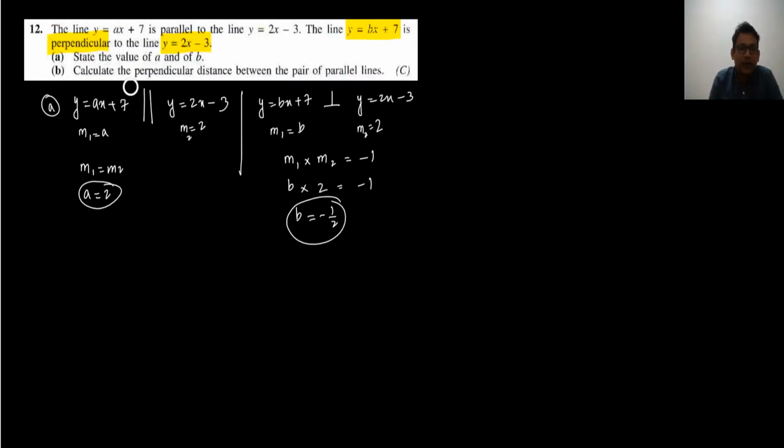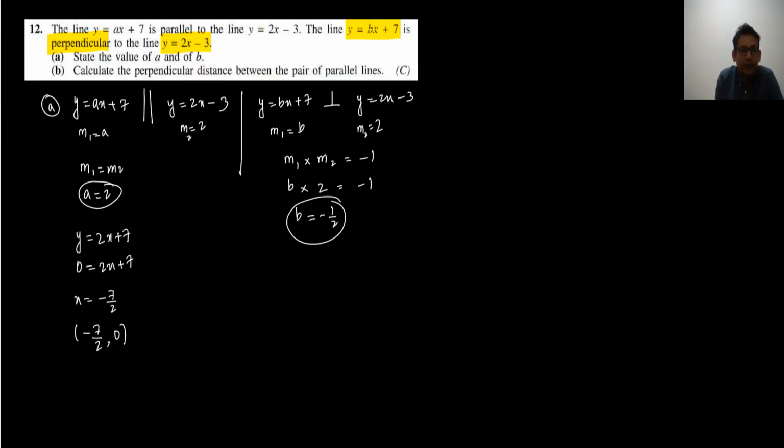In the second part, calculate the perpendicular distance between a pair of parallel lines. So we are doing the first part, these two lines are parallel, so we need to find the distance. Once again, in this equation, the value of a is 2, so y equals 2x plus 7. From this, I substitute y equals 0, as I told you, and the value of x is minus 7 upon 2. So the coordinates on the x-axis are minus 7 upon 2, comma 0.